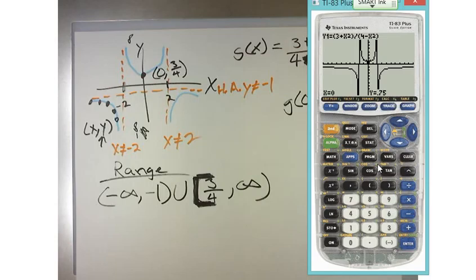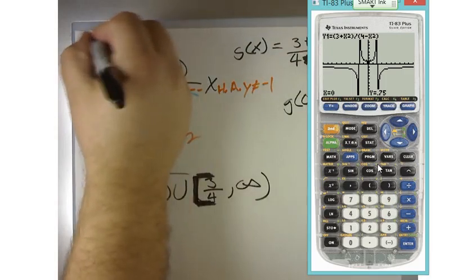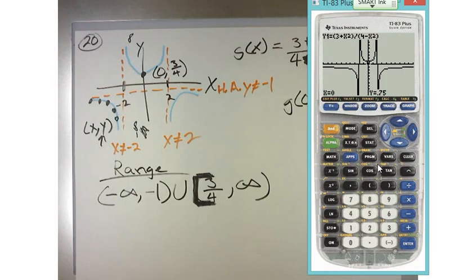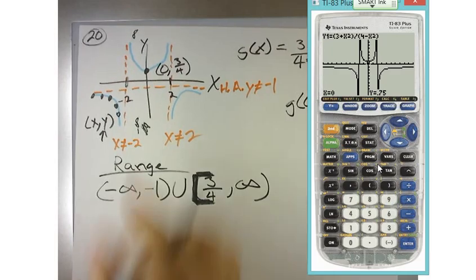Now what's the challenge with the range? What problem was that? So that's the answer. And you might say to yourself, well, Mr. Adams, what about the stuff in between? Well, do we have any y values between 3/4 and negative 1? No, we don't. What does the range represent? All the possible y values from the lowest to the highest. Does that make sense? Any questions?